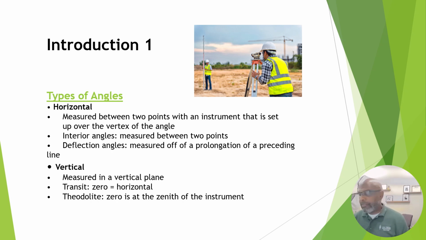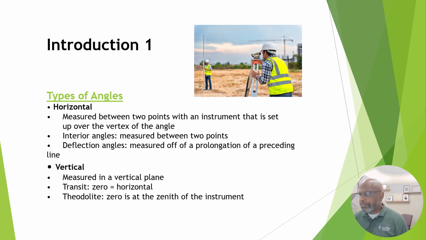So again, there are vertical and horizontal angles. When it comes to horizontal angles, we can look at either interior angles or deflection angles. Interior angles are horizontal angles that are measured from an instrument that is set up on a point that is located between 2 points. Interior angles are often measured to determine the angles of a closed geometric figure. And you can find that on page 5-3.